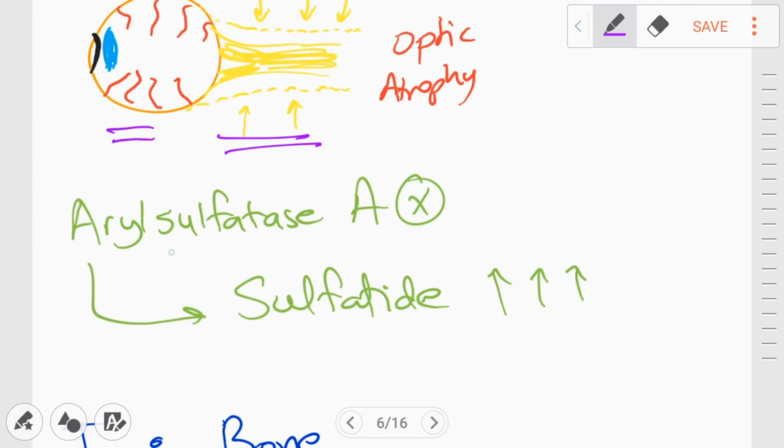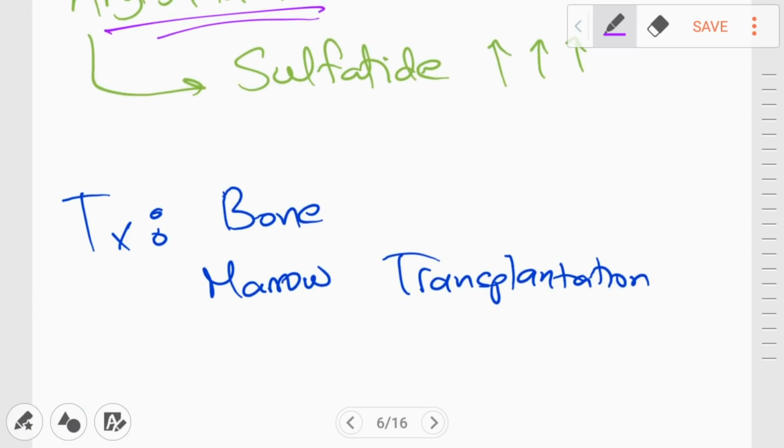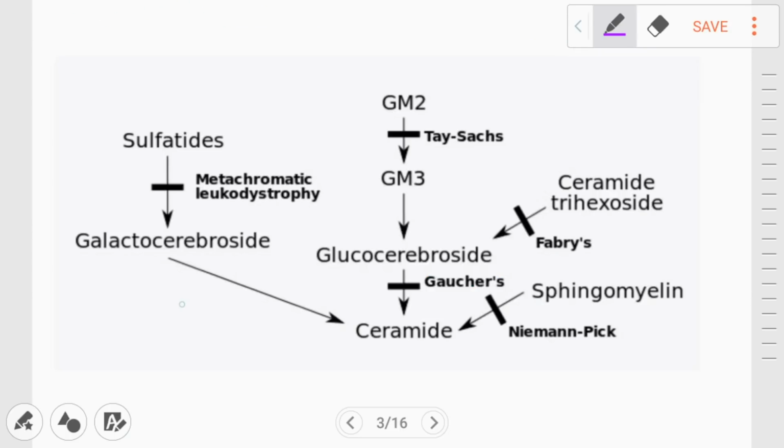The enzyme that is deficient in this case is called aryl sulfatase A, and this is the enzyme which is responsible for carrying out the metabolism of sulfatides to galactocerebroside. And if that is deficient, we have increased sulfatide accumulation, which is toxic. In this case, in metachromatic leukodystrophy, one of the treatment options which can work is bone marrow transplantation. So the next disorder that we have to discuss is a disorder called Krabbe's disease.